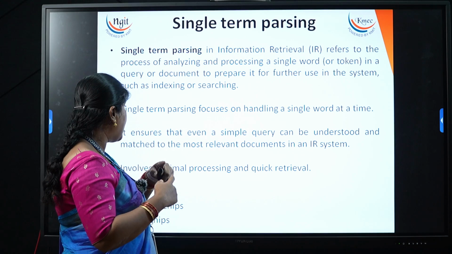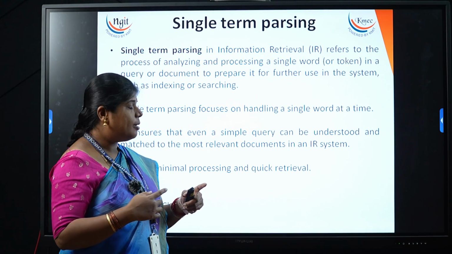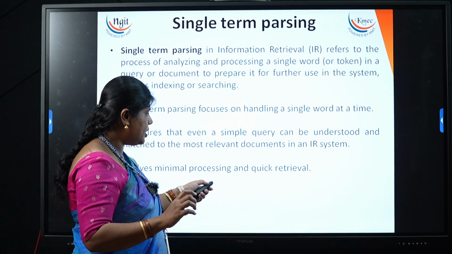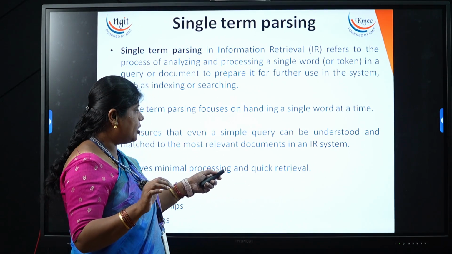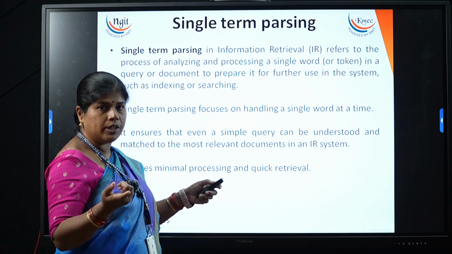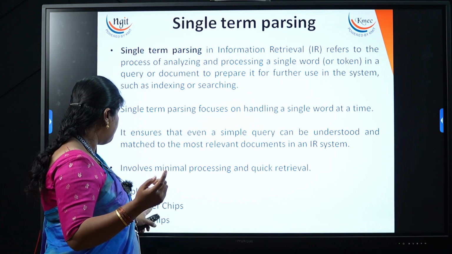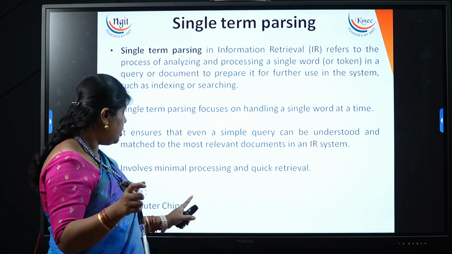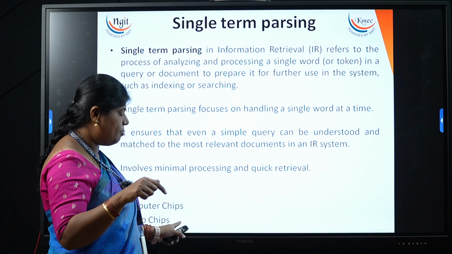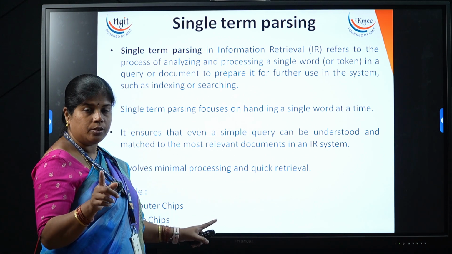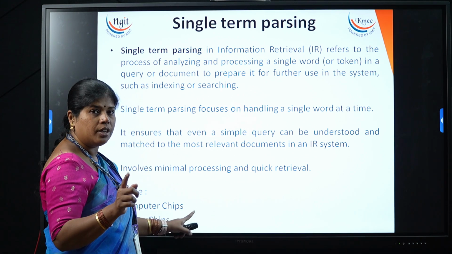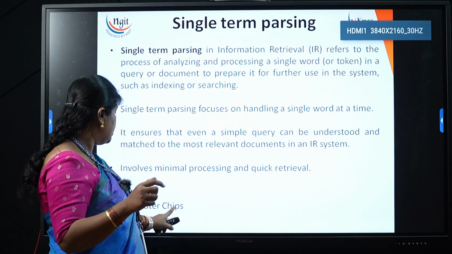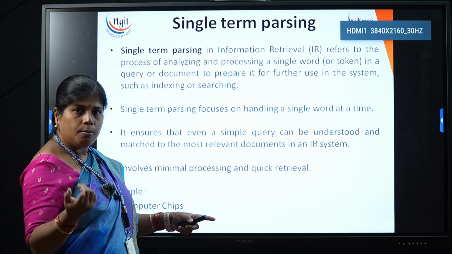But what happens using single term parsing is, though it has minimal processing and gives me quick retrieval, it generates ambiguity. Now here, for example, suppose a user is searching computer chips. You will get all the documents including potato chips also. Why? You might have understood. The term chips is common in both the phrases.